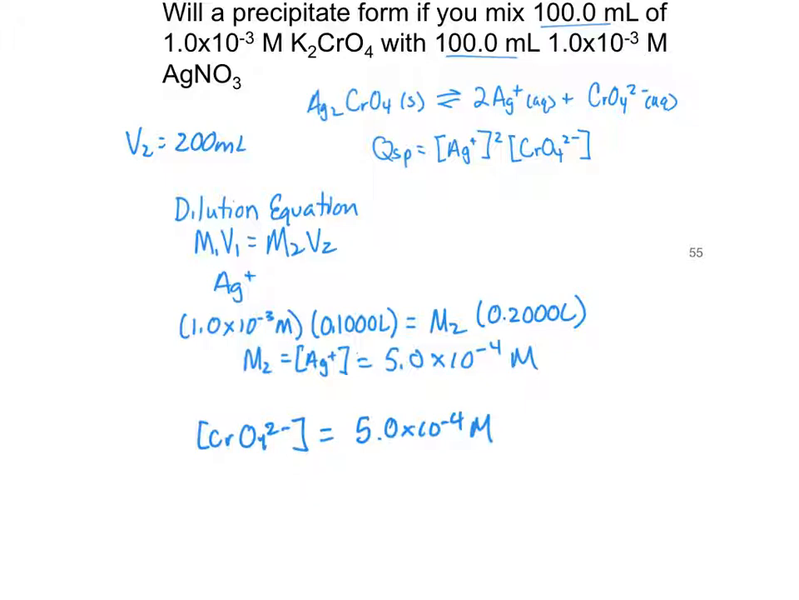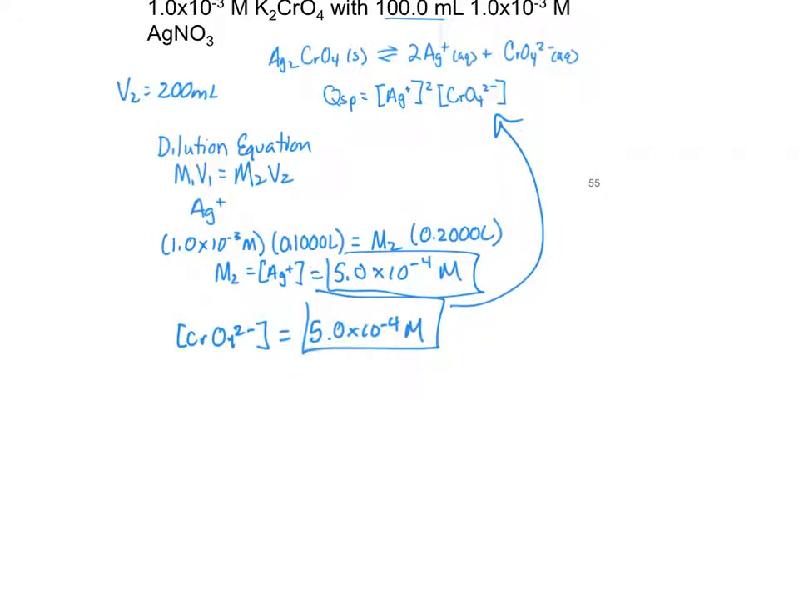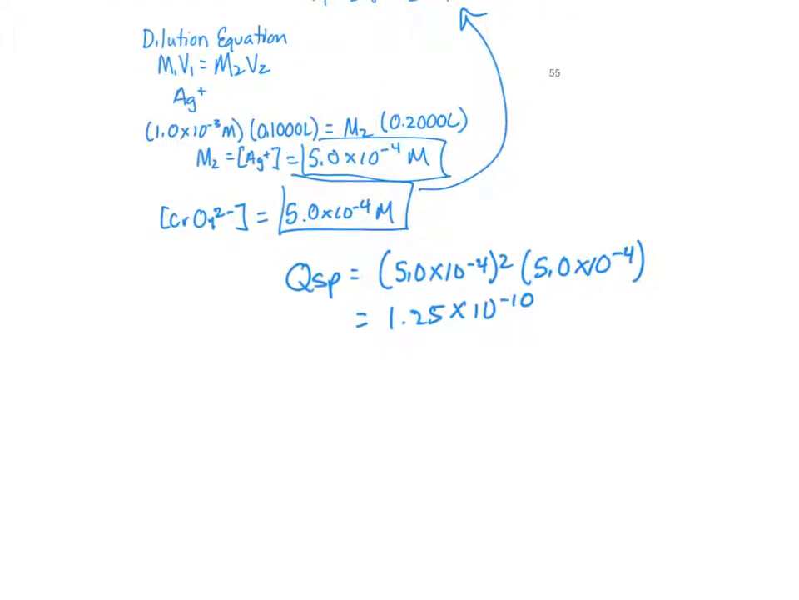So now what we do is we take these concentrations and plug them into our QSP. So QSP is equal to 5 times 10 to the minus 4 squared times 5 times 10 to the minus 4, and we get 1.25 times 10 to the minus 10. And we compare Q to K.